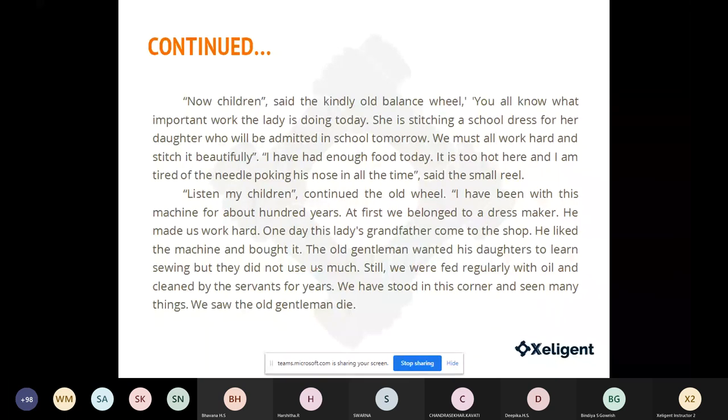"I have been with this machine for about 100 years. At first, we belonged to a dressmaker. He made us work hard. One day, this lady's grandfather came to the shop. He liked the machine and bought it. The old gentleman wanted his daughters to learn sewing, but they did not use us much. Still, we were fed regularly with oil and cleaned by the servants for years. We have stood in this corner and seen many things. We saw the old gentleman die."